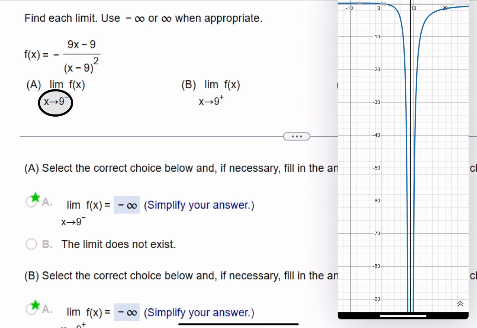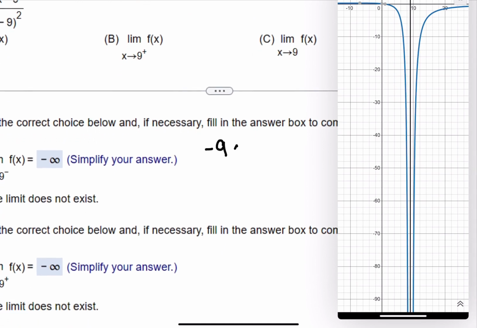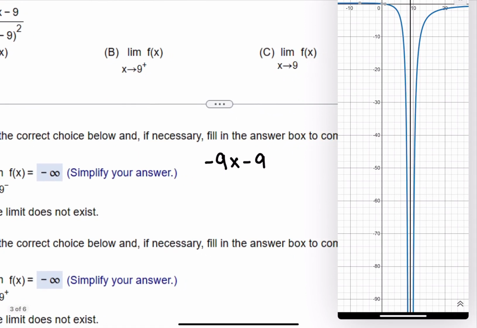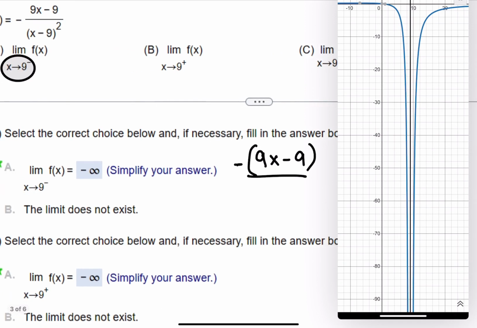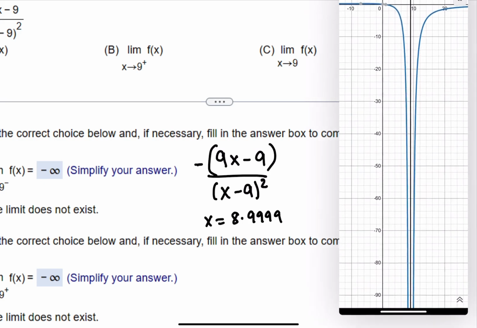So all I have to do here is take the function negative 9 over x minus 9. Is that negative? The whole thing is negative. Okay. I don't know why they don't put parentheses, I think just to confuse you all. X minus 9 whole squared. So I'm approaching 9 from the negative side. That means all I have to do is take a value of x as 8.9999 and see what happens. Let's go ahead and do that.